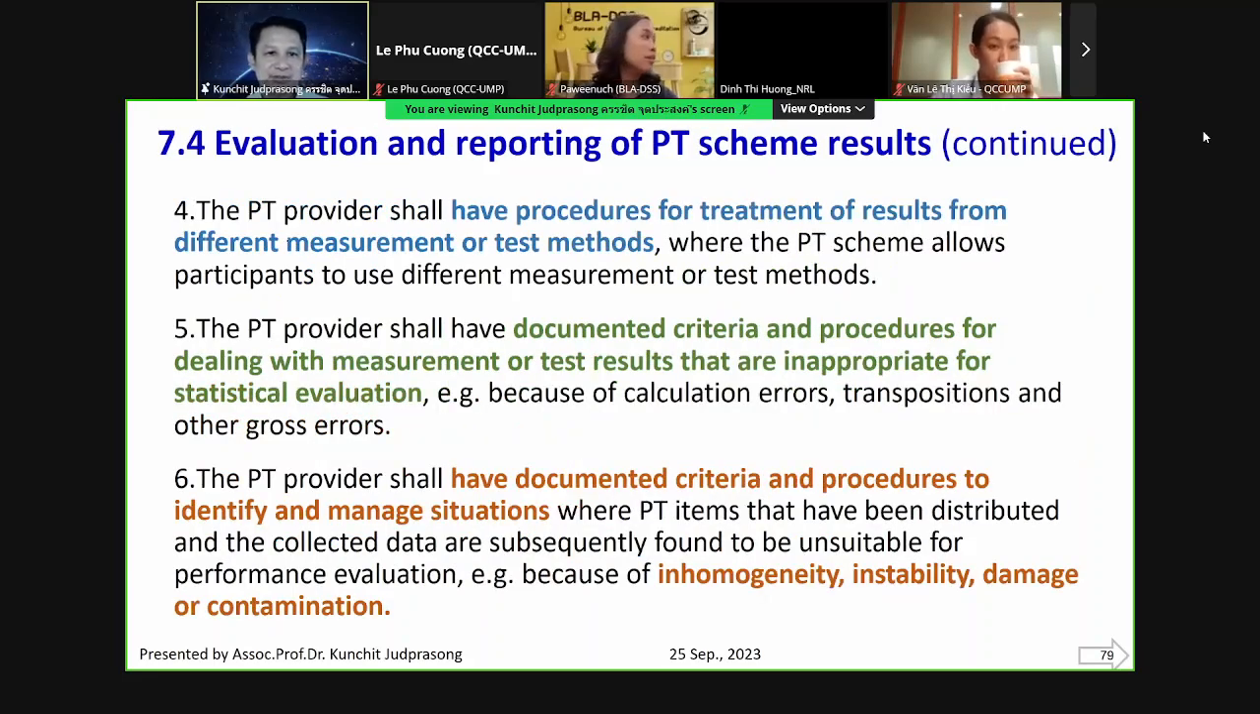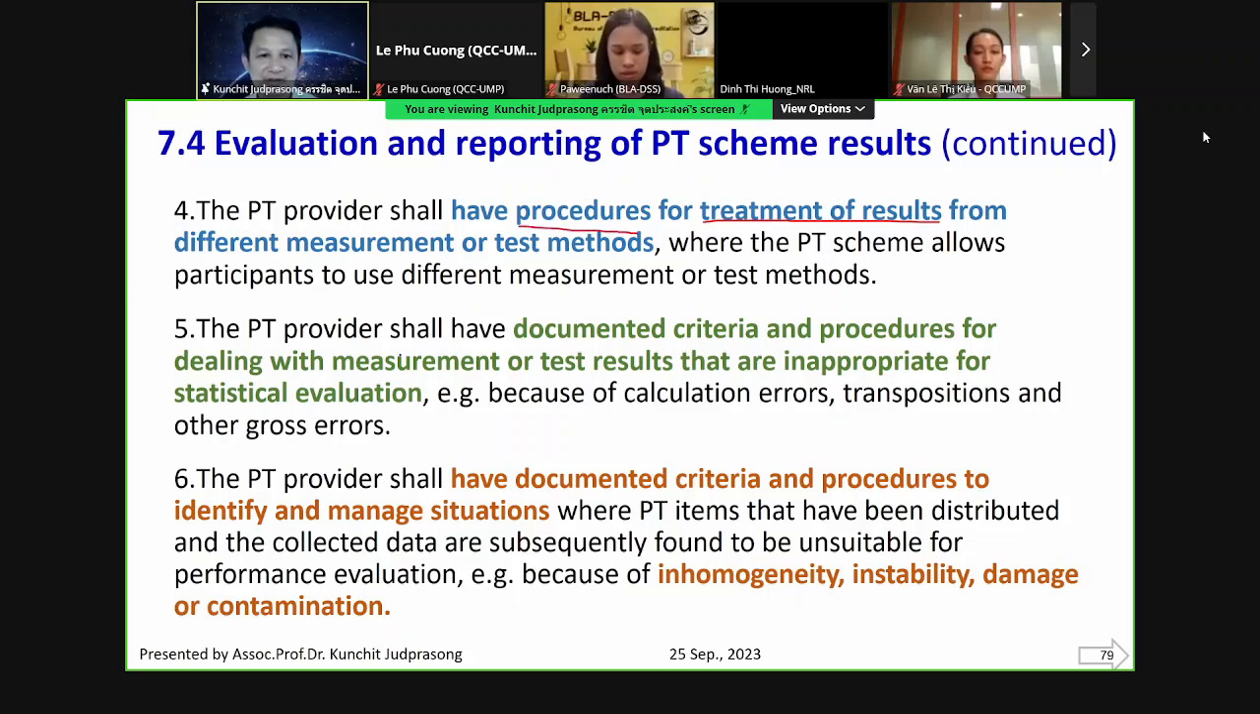The PT provider shall have a procedure for treatment of data from different methods or test methods. So when we have different methods, do you treat the methods together, grouping into one SI value, or do you separate into two SI values? It depends on you, so we have a procedure.